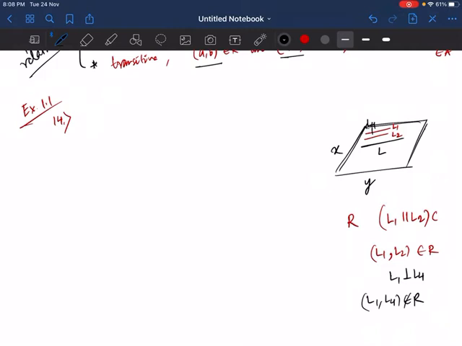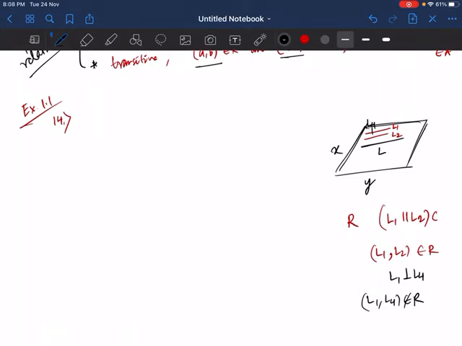So let us start with it. This is the question. We have to show that R is an equivalence relation. So let's stop here, then we will do the next one later on. So, show that R is an equivalence relation.